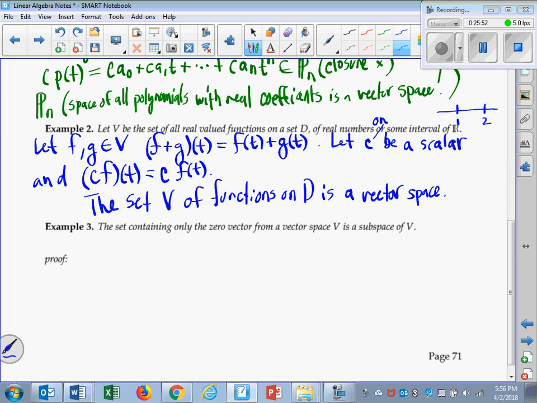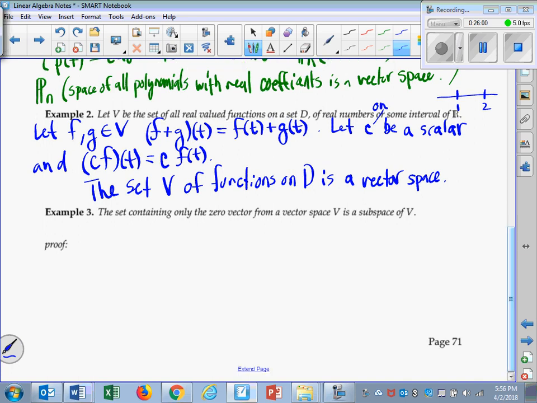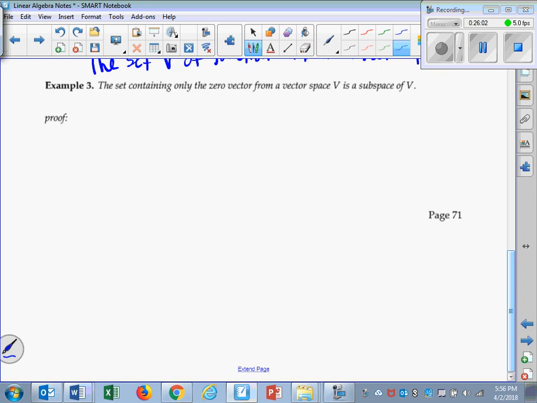So example 3 says, the set containing only the 0 vector from a vector space V is a subspace of V. It's albeit a very trivial subspace, but it's still a subspace. So let's actually prove that or show that that's the case.